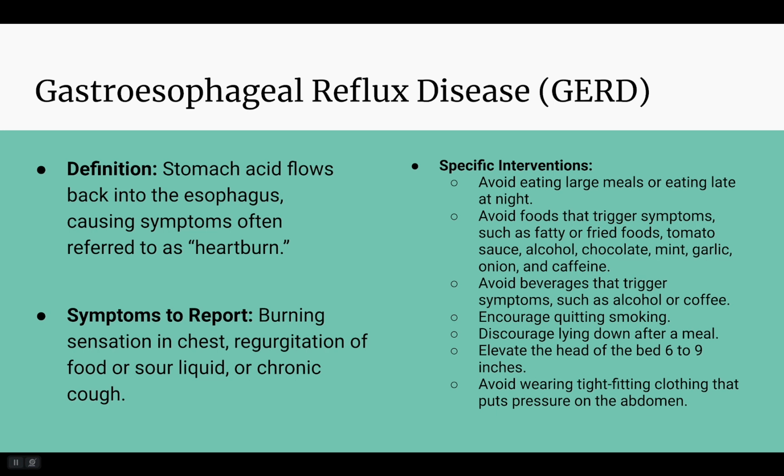Gastroesophageal reflux disease, GERD. Definition: stomach acid flows back into the esophagus, causing symptoms often referred to as heartburn. Symptoms to report: burning sensation in chest, regurgitation of food or sour liquid, or chronic cough. Specific interventions: avoid eating large meals or eating late at night. Avoid foods that trigger symptoms such as fatty or fried foods, tomato sauce, alcohol, chocolate, mint, garlic, onion, and caffeine.